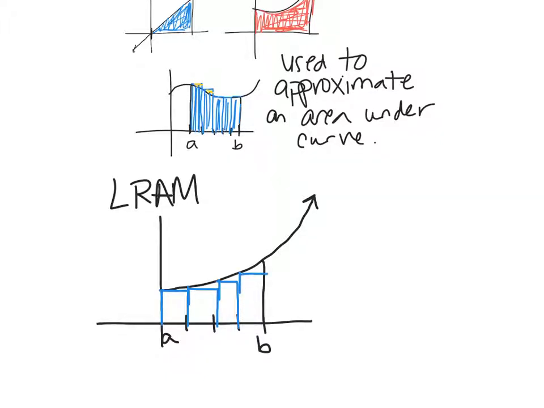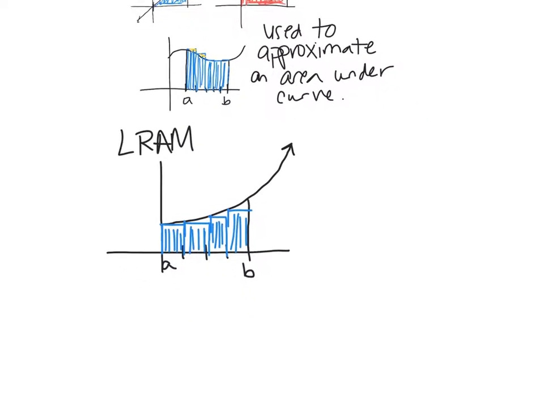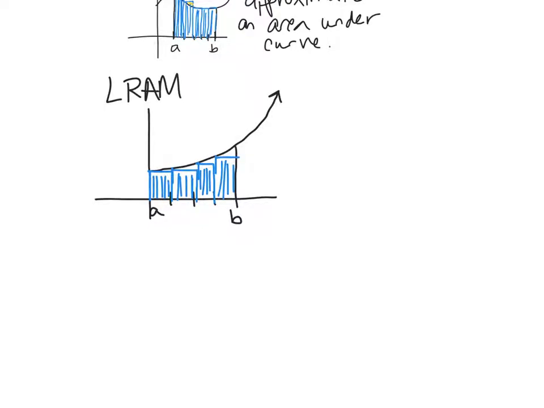Do you see what that did? That gave me an underestimate, didn't it? It gives me an estimate, but it's going to be less than what I know it is. That's called LRAM. Your program will give you LRAM. We're also going to have to find that by hand too.